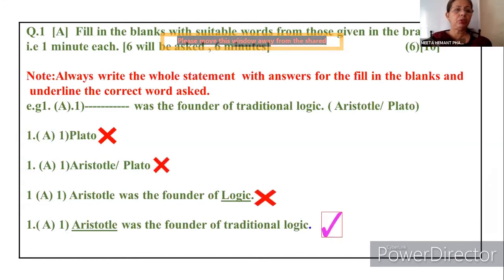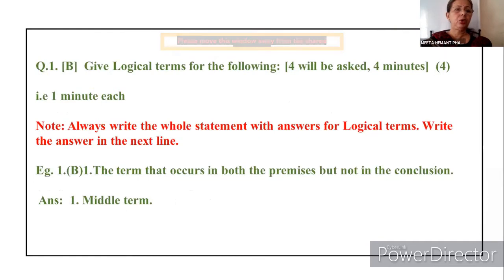Now we come to question number 1, B. Sorry, it is give logical terms for the following. 4 will be asked and you have to write all the 4. There is no choice. 4 minutes you will have to give, 1 minute each. Again, you note it down that you have to write the whole statement with answers for logical terms also. You will have to write the whole statement, and below the next line, you will be writing the answer.